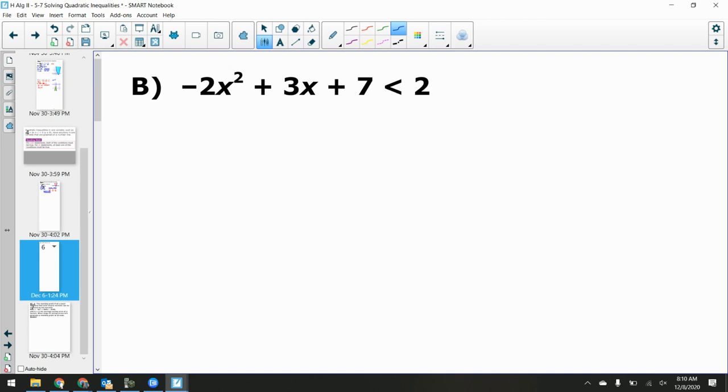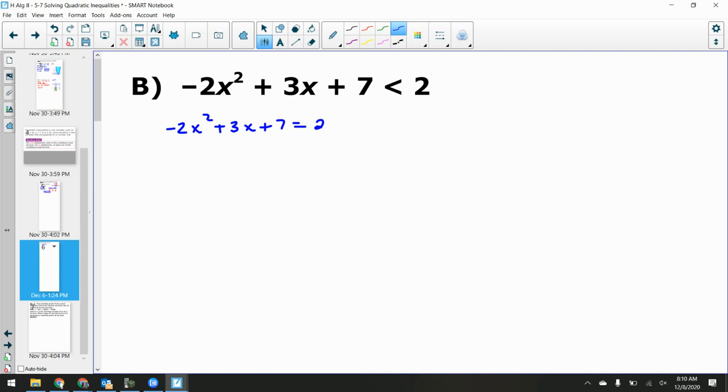Negative 2x squared plus 3x plus 7 is less than 2. Okay, so we're going to solve this algebraically. I'm not even going to attempt to look at the graph for this one. I think there probably are 2 critical points where this quadratic is crossing 2. So let's see where they are. Let's find our critical values first. Negative 2x squared plus 3x plus 7 is equal to 2. Let's figure out where this occurs.